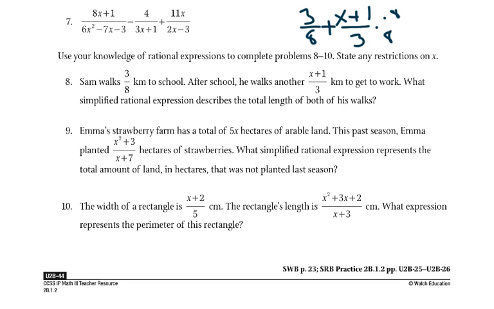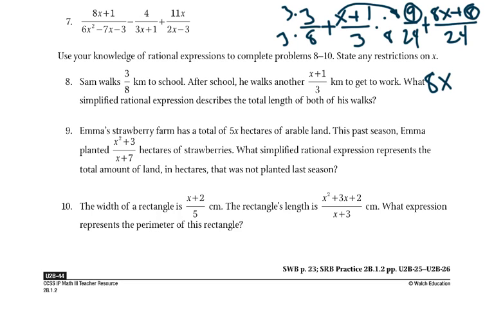So times this side by 8: (8x plus 8)/24, plus times this side by 3: 9/24. So 9 plus 8 would be 17, so we'd have (8x plus 17)/24. There we go. For question 9, as for restrictions, there are no restrictions because there's no variable on the bottom.